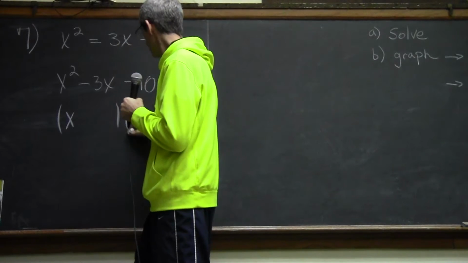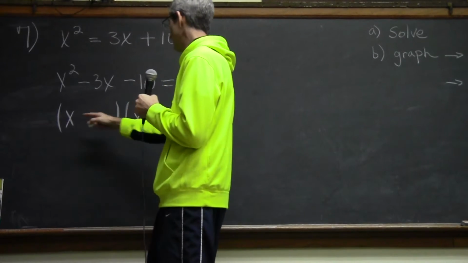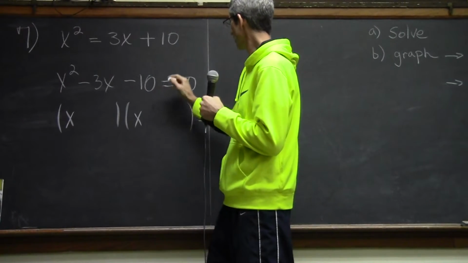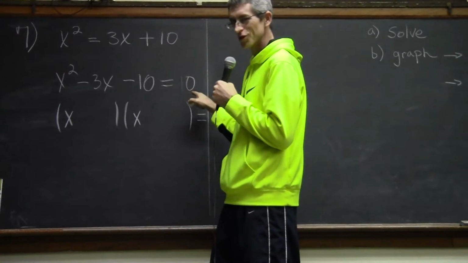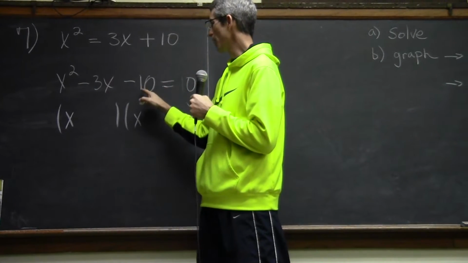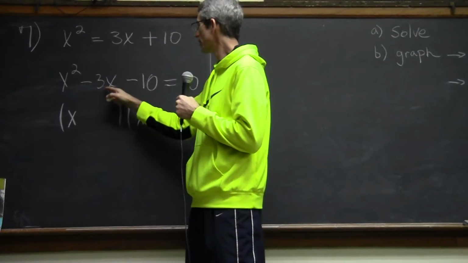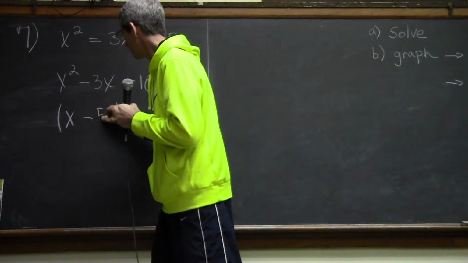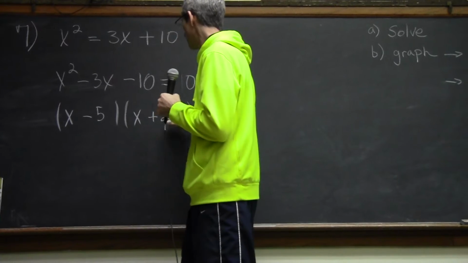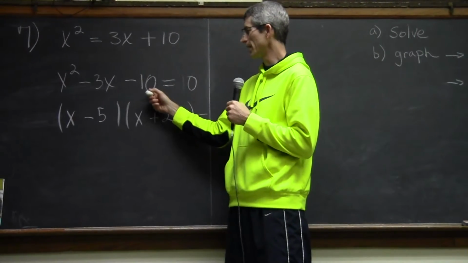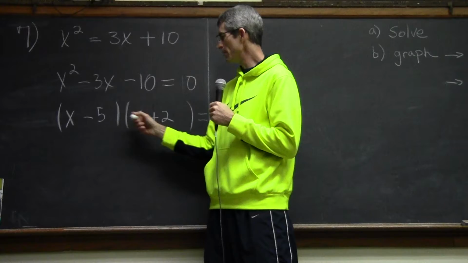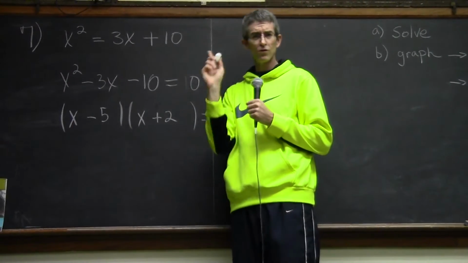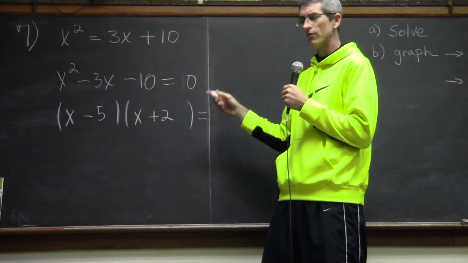The way I learned a long time ago, I set up my two parentheses. I look at the negative 10. Oops, that's supposed to be 0. I look at the negative 10 and think what factors of negative 10 are going to get me to negative 3. Factors of 10: 5 times 2, right? Put the negative with the 5, positive with the 2. That'll get me back to negative 10. The negative 5 will dominate over the positive 2, which should get me to negative 3. Hopefully you're good with that. Or if that went too fast, just do it yourself using your diamond method, however you want to do it.